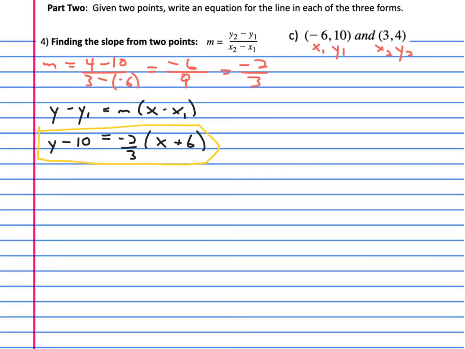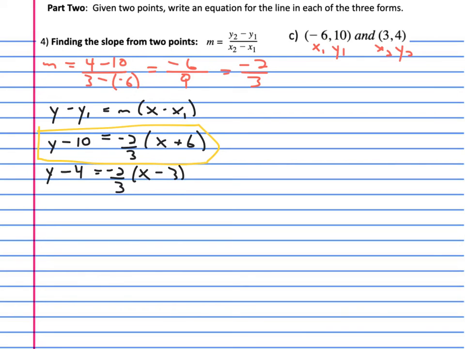And of course, fun fact, we could have just as easily used the other point, so I'll just do that just so you can see it. That would have been y minus 4, the y coordinate's 4, equals negative 2/3 times x minus 3. Okay? And that would also have been a correct answer. So we can start there. Doesn't matter. We're still going to get the same slope-intercept form of the equation. Okay? And so let's use this one.